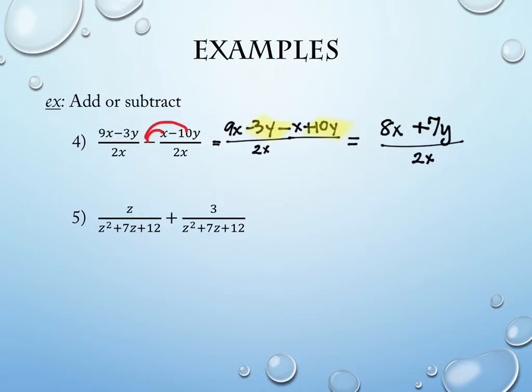Again, I would look from the top to the bottom and ask myself, do all of the pieces have anything in common? And they don't. They're not all even. They don't all have x's, so I don't have the ability to reduce any further. And I stop.